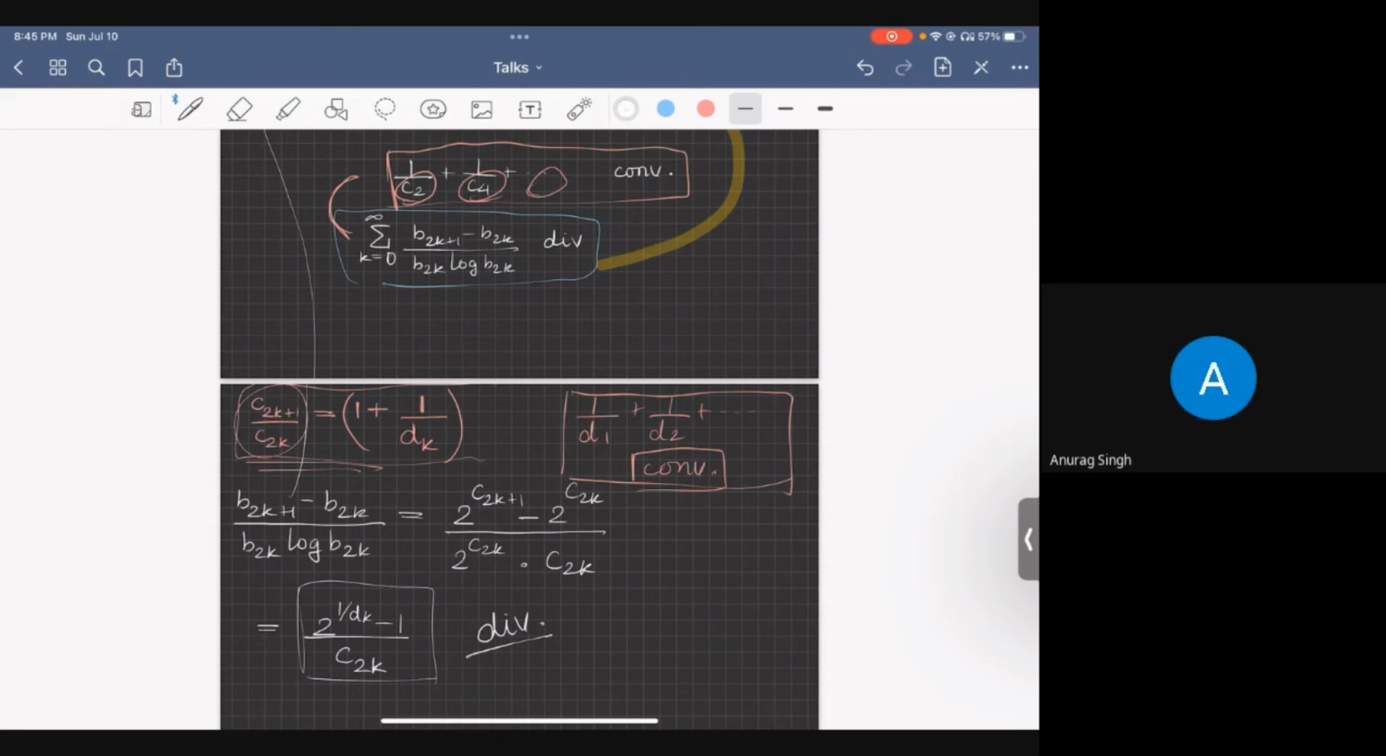It's not clear to me. Sorry, can you say that once more? Denominator by numerator should be smaller than k, then it can diverge easily. So which means you want this to be less than 1 by k, you're saying, right? Yes, but no, greater than 1 by k. Sorry, yes. But how do you do this? How do you choose these di and ci?